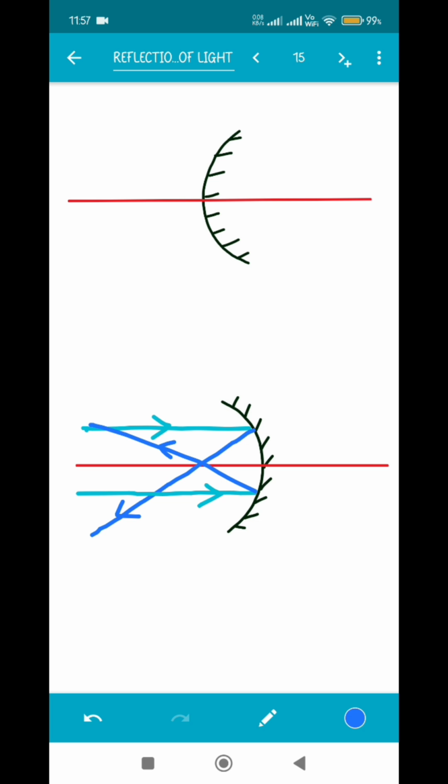Since they are actually meeting, this will form a real image. Okay, so this point where the two rays in this case are meeting, this is known as the focus. And what is the focal length? The distance between the pole of the mirror and the focal point is known as the focal length. It is also denoted by the symbol small f.